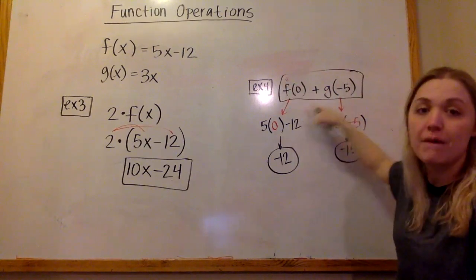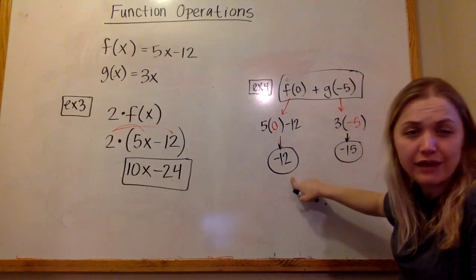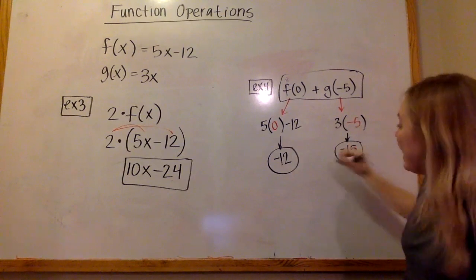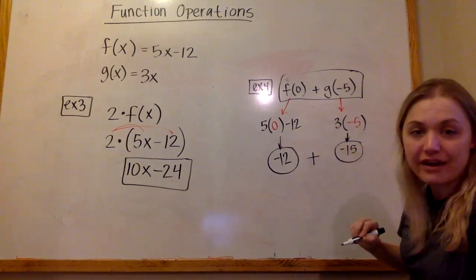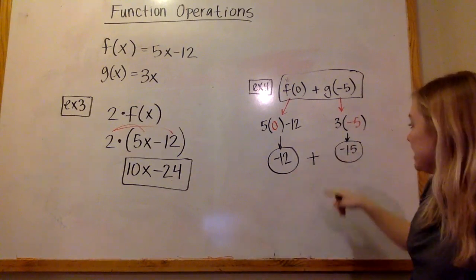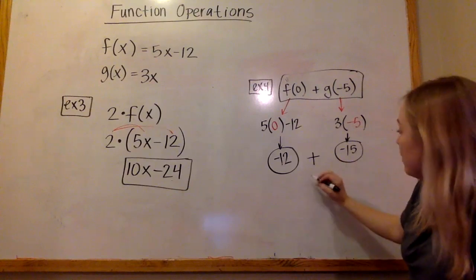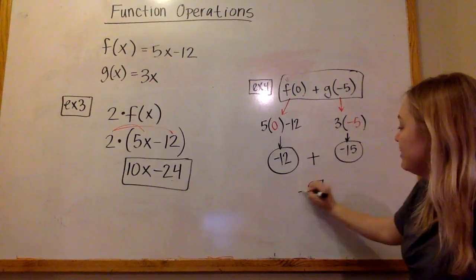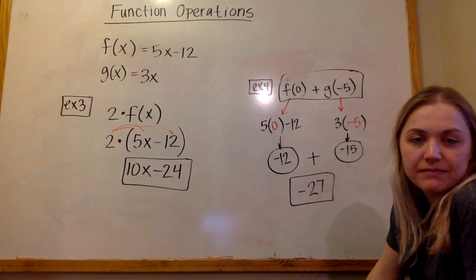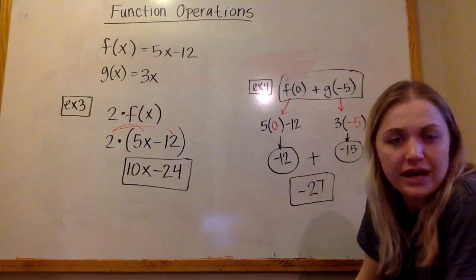All right, we have 2 parts of our answer, but here's what we wanted to know. F of 0 plus g of negative 5. So if f of 0 was negative 12 and g of negative 5 was negative 15, I need to add those together. So negative 12 plus negative 15. These are both negative, so I know that 12 plus 15 alone would be 27, but since they're both negative, it's negative 27.